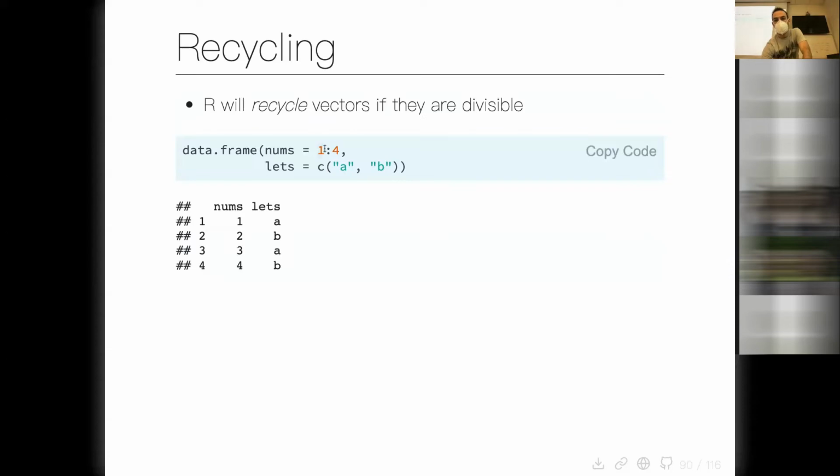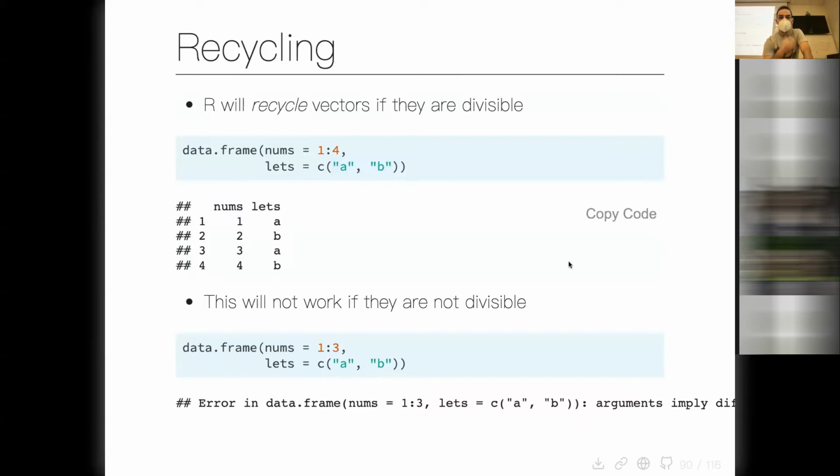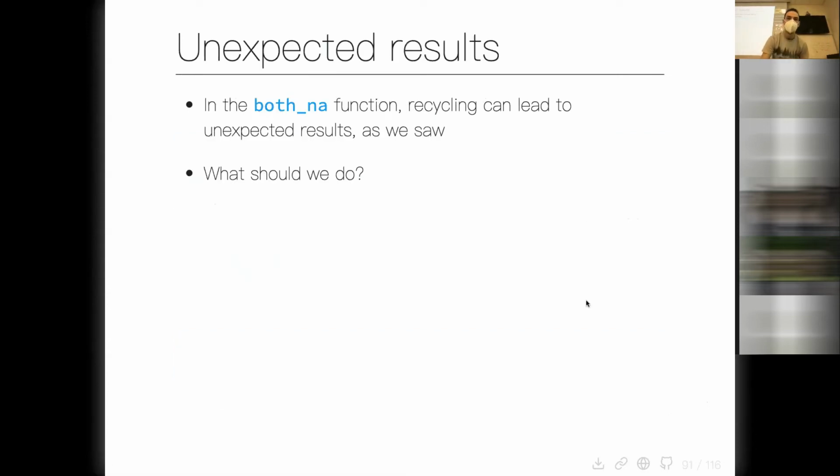I have the numbers 1 to 4, and then I had the letters A, B. If the vectors are divisible, then the smaller vector will be recycled. So AB, length 2, can go into 4 exactly twice, right? So it gets recycled, AB, AB. And so that's what's happening on that previous slide, okay? If they are not divisible, then we get an error, and that's it.